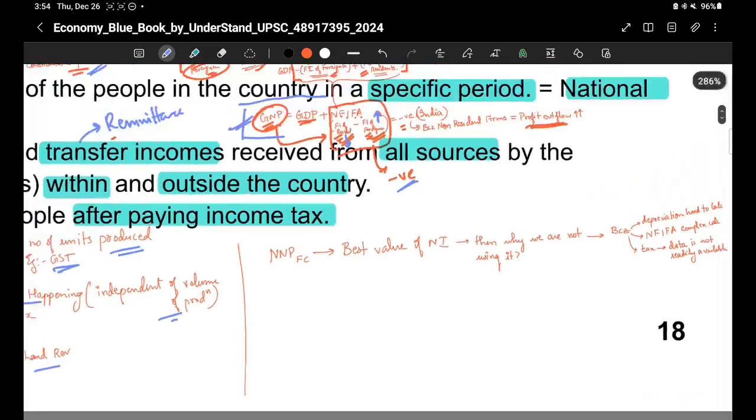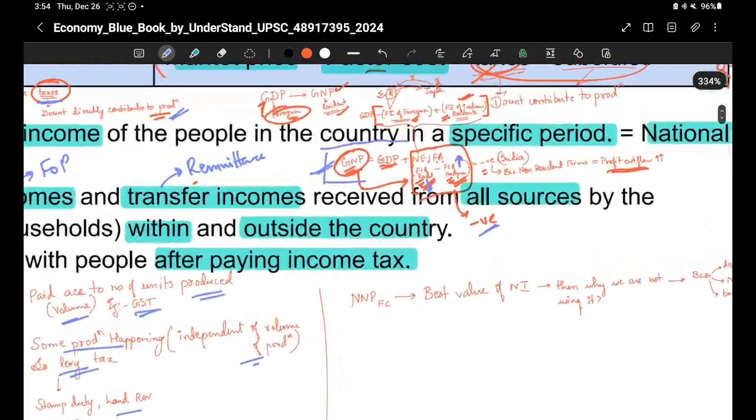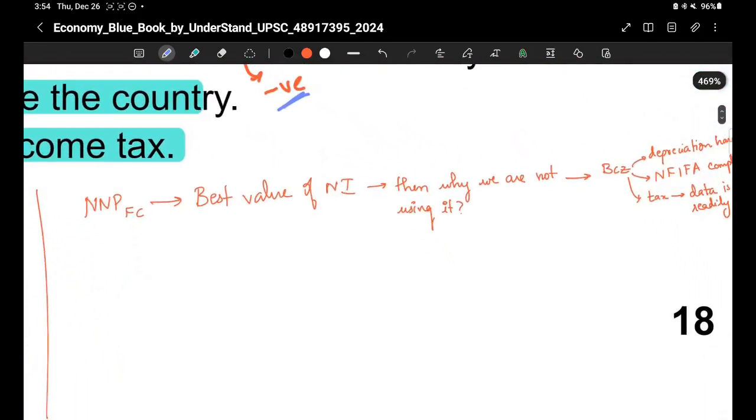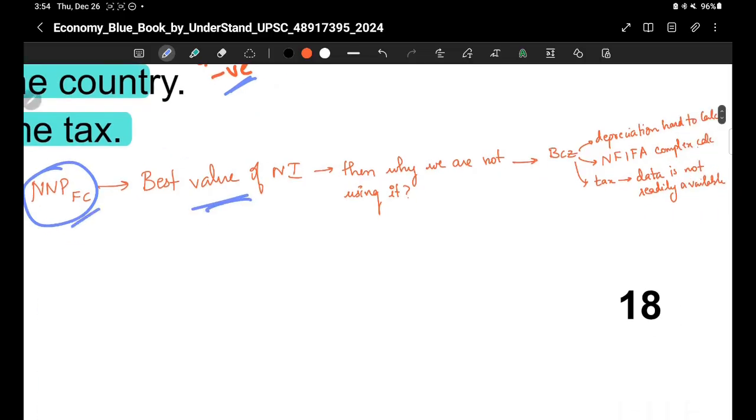So now we know that NNP is the best measure of national income, and factor cost is even better than market price. So the most accurate measure is NNP at factor cost. It's the best value of national income. Then why are we not using this? Why are we using GDP at market price?